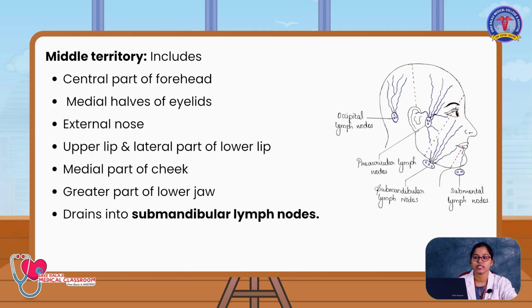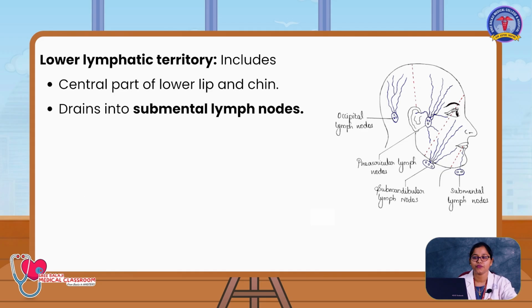Next, the middle territory includes the central part of forehead, medial half of eyelid, external nose, upper lip and lateral part of lower lip, medial part of cheek, greater part of lower jaw. All these drain into the submandibular group of lymph nodes. Next is the lower lymphatic territory. It includes the central part of lower lip and chin. The lower lymphatic territory drains into the submental group of lymph nodes.